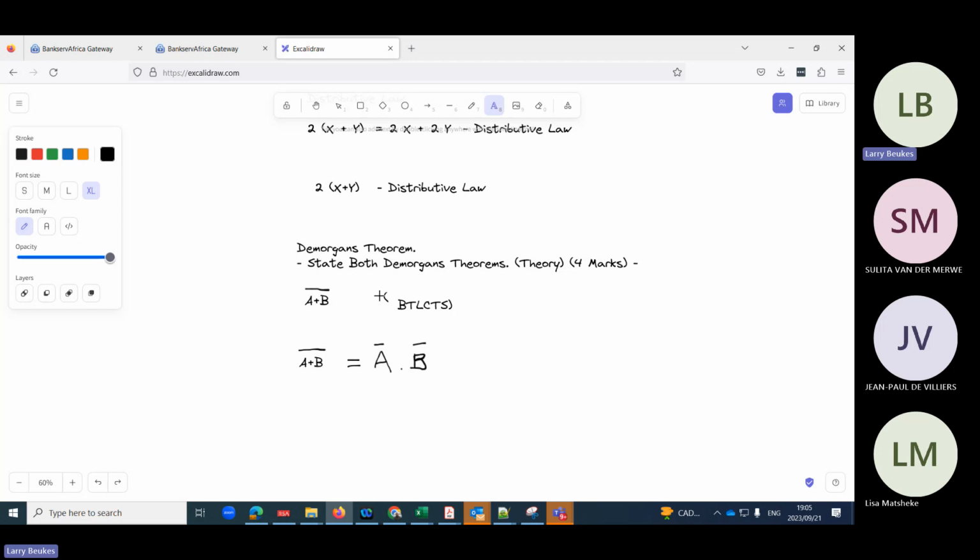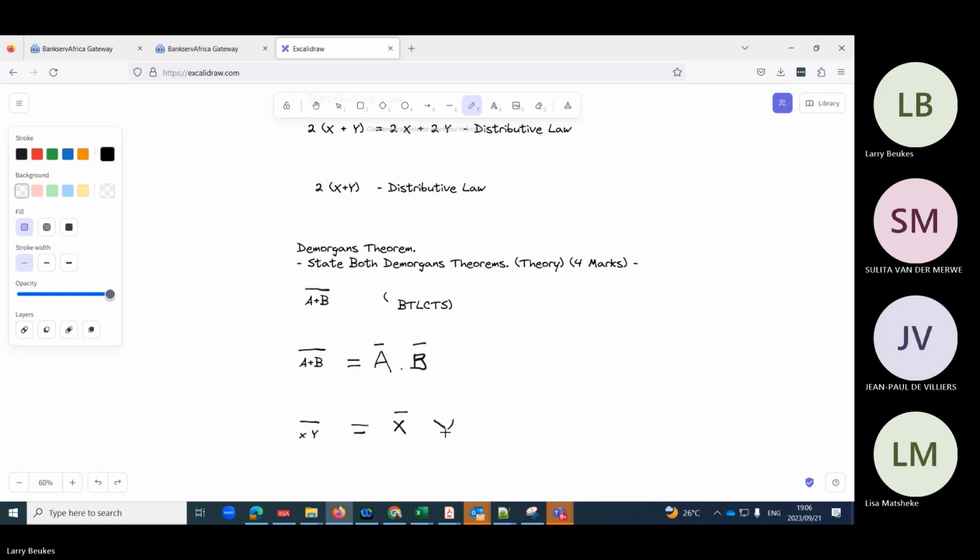Okay, sorted. So it's going to be A and B. Okay, let's not use A and B, let's use what's in those notes: X Y complemented. You know in between it means it's multiplication, or it's an AND. So here you can break the line. Break the line, but you change the sign.